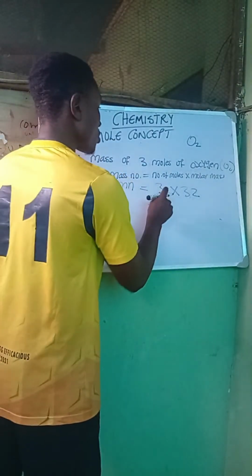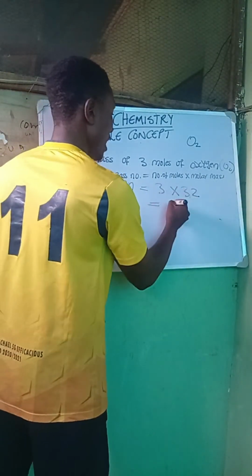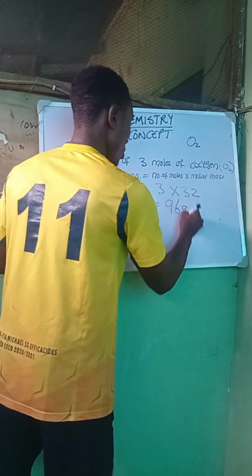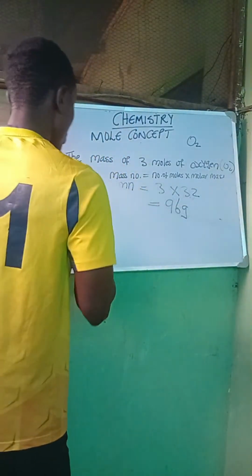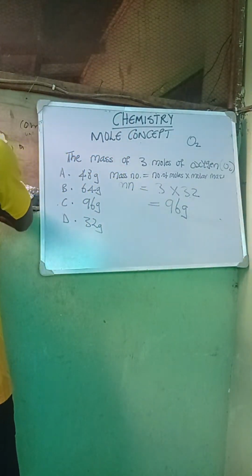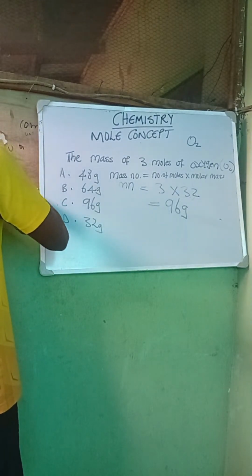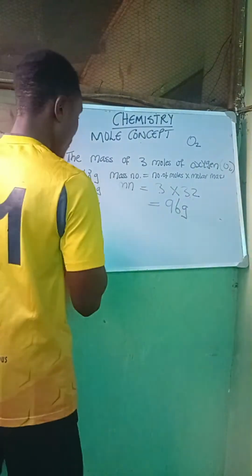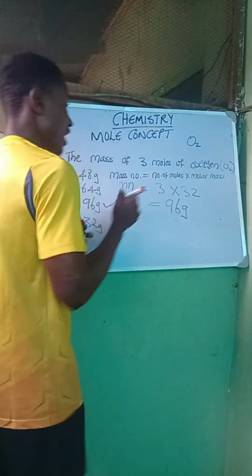3 times 32 is going to give us, this is 6, this is 9. So this is 96 grams. And if you check the options, you'll see 96 grams. I don't know how to explain this better, but chat me up on WhatsApp. The answer is 96 grams.